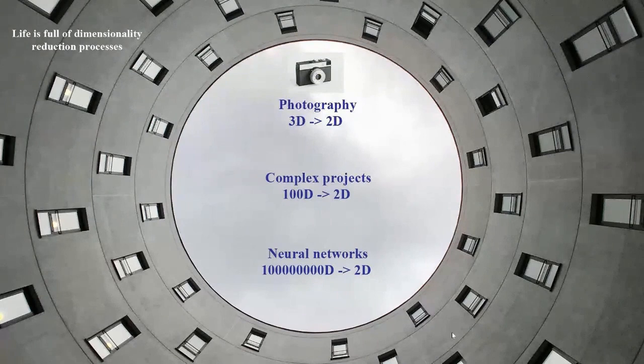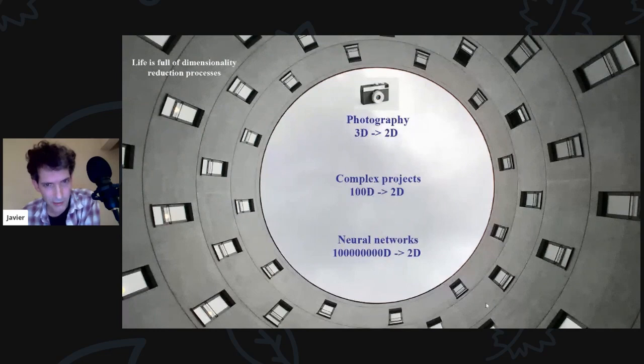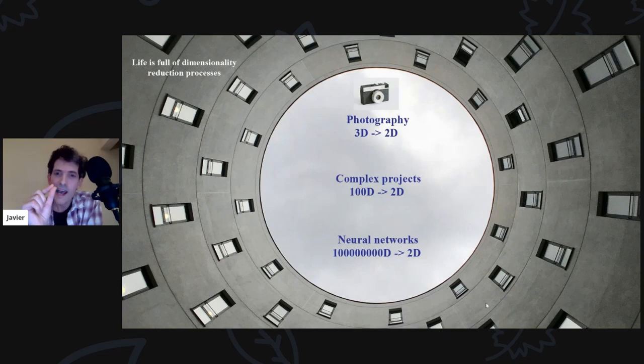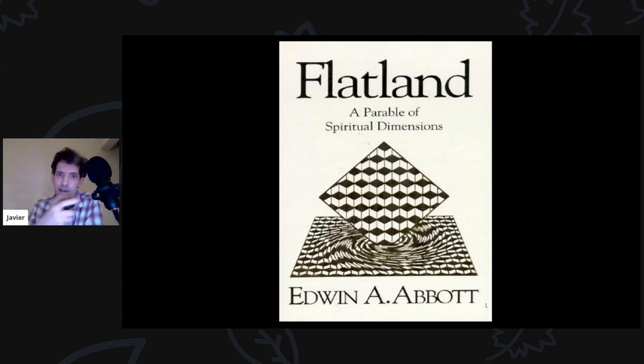The first way is that dimensionality reduction is happening all the time in our lives. When we take a photograph of the 3D world onto a 2D sensor, when we are working with a very complex project with hundreds of parameters that we simplify to the most essential ones, et cetera. And the question is, are these dimensionality reduced versions a completely accurate representation of the original high-dimensional spaces? No, of course not. But are these dimensionality reductions providing useful information that can take us to new insights? Yes, definitely yes. And we can actually demonstrate it. Oh, here are our friends of Flatland, always around.